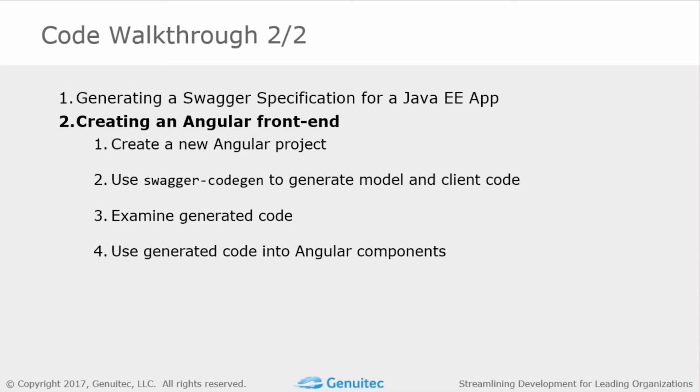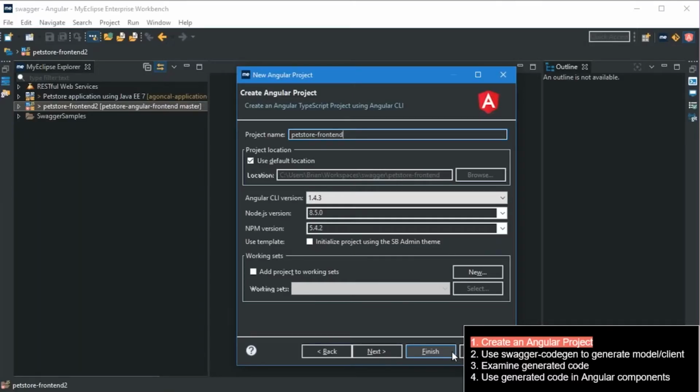Okay, so part two. What we're going to do right now is build parts of the Angular front end. We're going to create a new Angular project, generate a model and client code into this project, briefly walk through the code, show you what's generated, and finally we'll use this code in some Angular components to see what it looks like in a finished app.